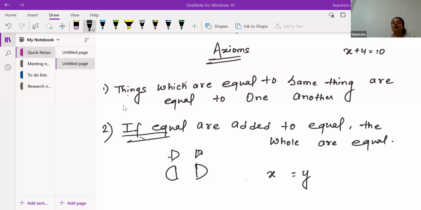Okay, so now let's understand it with the help of one equation. If x is equal to y, both are already the same. X and y both are in the same state. Now if you add 4 over here, still they have to be the same, right? So that's what this axiom says. If equals are added to something which is already equal, then the result will again be equal.